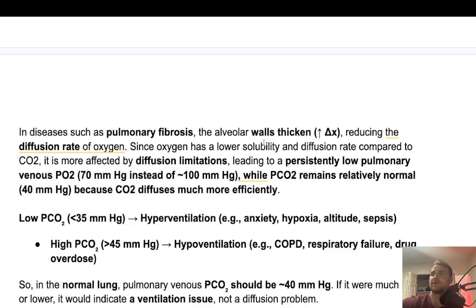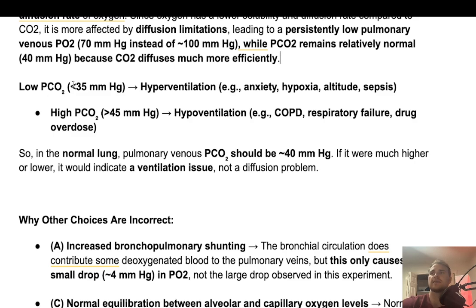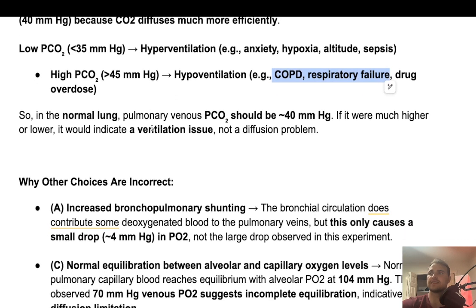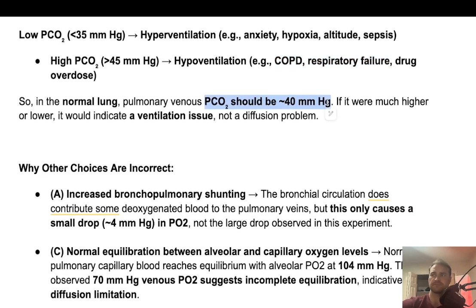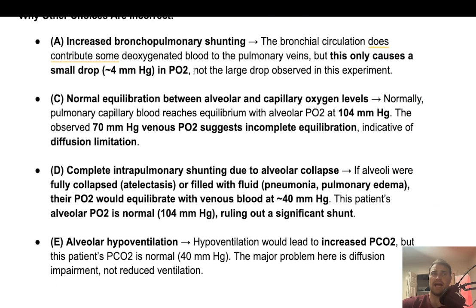That is the reason why we have this diffusion limitation, because there's low diffusion leading to low pulmonary venous PO2, so 70 instead of 100, while the CO2 is normal. Why? Because CO2 can just diffuse nice and easily. A low CO2 would be like hyperventilation, maybe high altitude, and a high PCO2 would be hypoventilation, COPD, respiratory failure, drug overdose. A normal lung you'd see around 40, and it is pretty normal here. So this is going to be a problem with diffusion. This is diffusion limitation. Let's look at the answers.